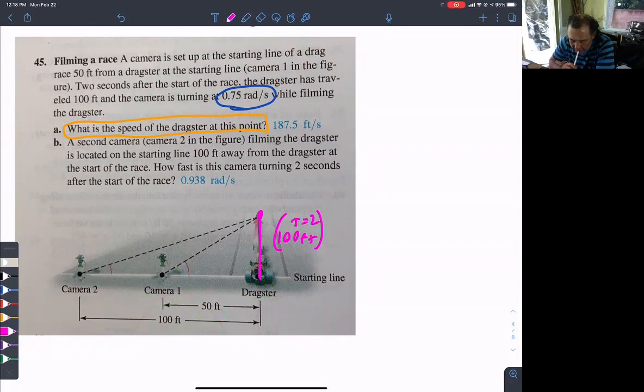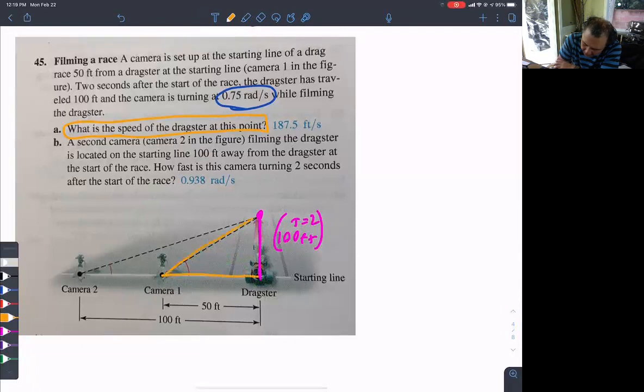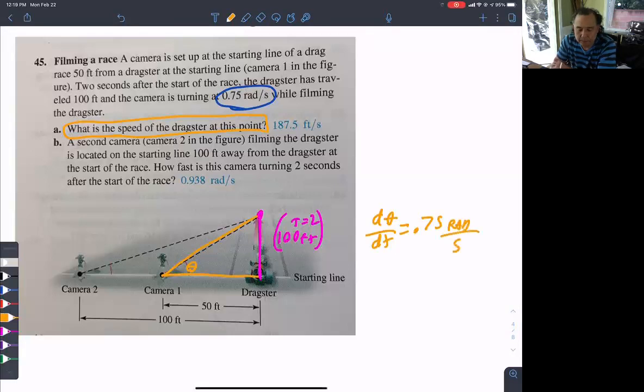Then it says the camera is turning at 0.75 radians per second. So this camera is following. First, it's pointing that way. As the dragster moves, the camera rotates, following the dragster. So what's changing? Something is changing at 0.75 radians per second. Well, clearly the angle, hopefully it's clear, that the angle that's changing is that angle, theta. And they tell us that theta changes at a rate of 0.75 radians per second. That's at all time, or at the time at 2 seconds later.